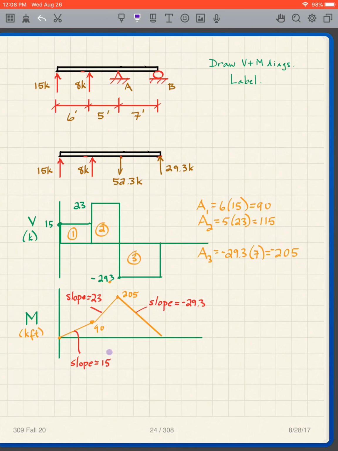I know the slopes. I know the slope there is 15 because the value of the shear is 15. I know the slope there is 23 because the value of the shear is 23. And I know that the slope here is negative 29.3 because the value of the shear is negative 29.3.